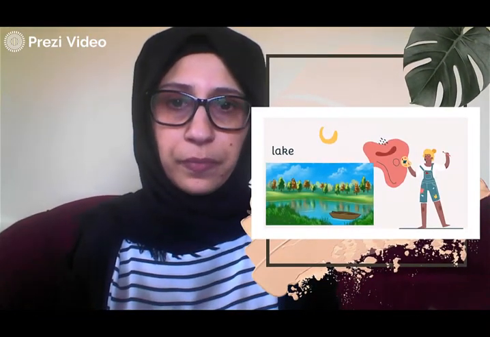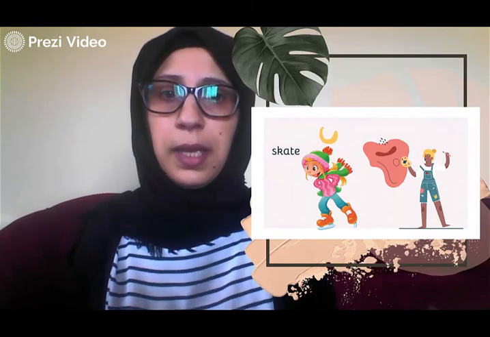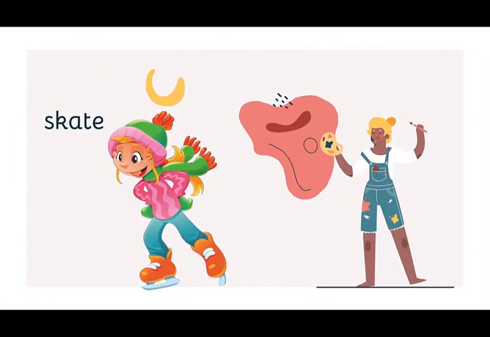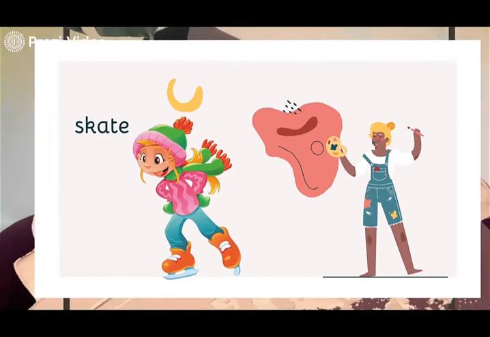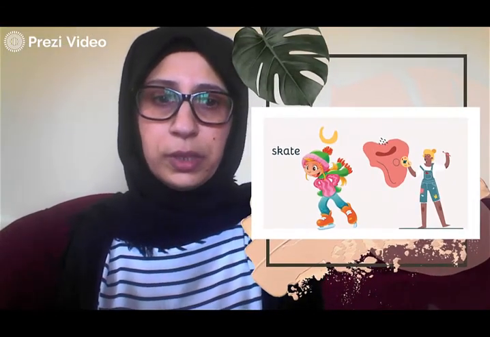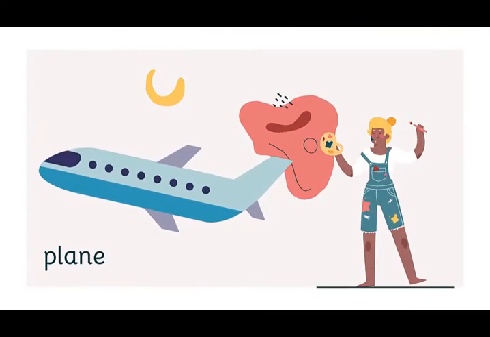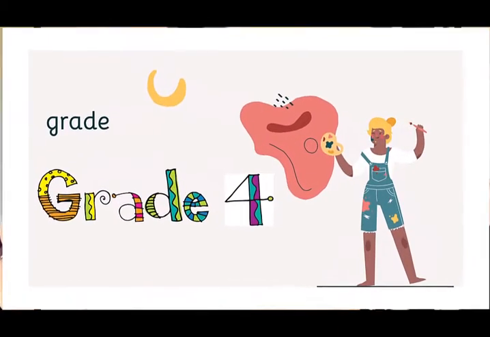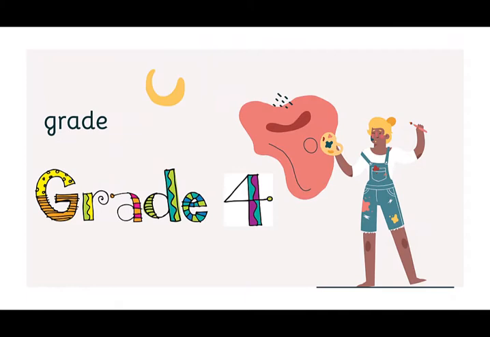Next, I have skate. Skate. This is skate. The girl is skating. This is the word skate. Next, I have the word plane. Plane. This is a picture of a plane. Next, I have the word grade. For example, next year you will be in grade 4. This is a grade.